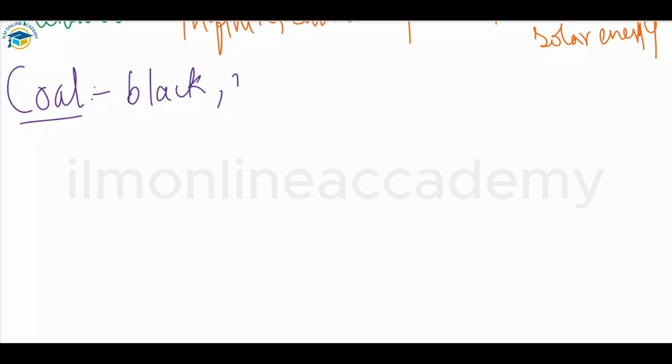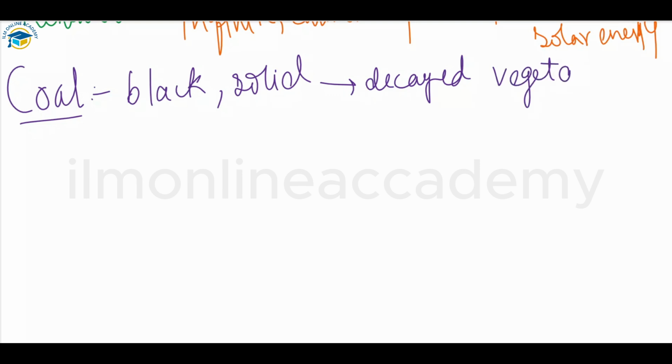So if we separately talk about coal, coal is a black solid fossil fuel. It is present in solid form and is formed underground over a geological period of time by the conditions of high pressure and high temperature that act on decayed vegetation. Vegetation includes plants, plant bodies, and trunks, all of which form the fossil fuel known as coal.